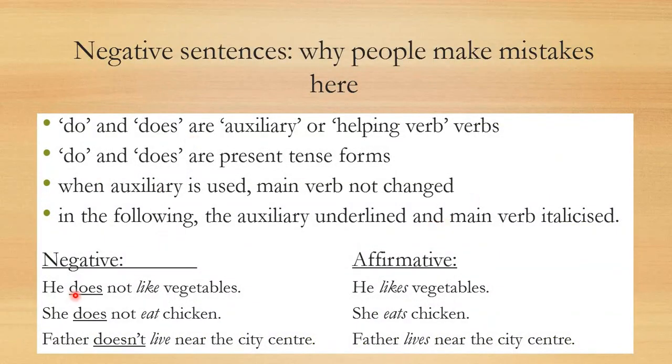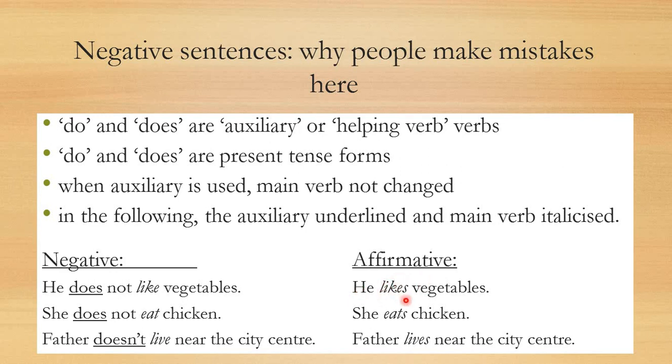In a negative sentence, when the subject is third person singular, we use does. The do becomes does. We add es to the auxiliary verb, so it becomes does. And the main verb does not change in a negative sentence. So we say it like this: he does not like vegetables. In the affirmative sentence, we should say he likes vegetables.